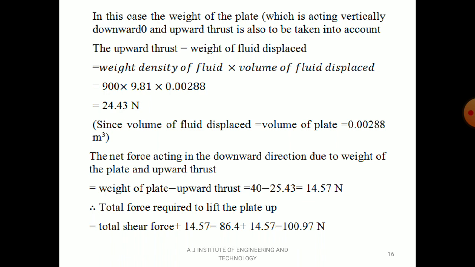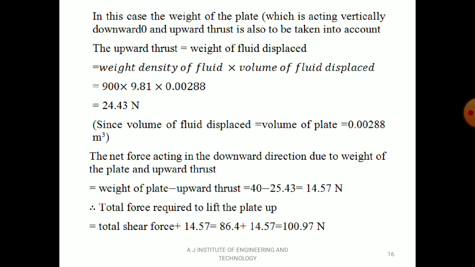That is, the weight of the fluid displaced equals the weight density of the fluid into the volume of fluid displaced. Now what is the weight density of the fluid? That is Newton per meter cube, into the volume of the fluid displaced, that is meter cube. So meter cube cancels. Now what is the remaining unit? That is Newton. So that is equal to the weight of the fluid displaced.